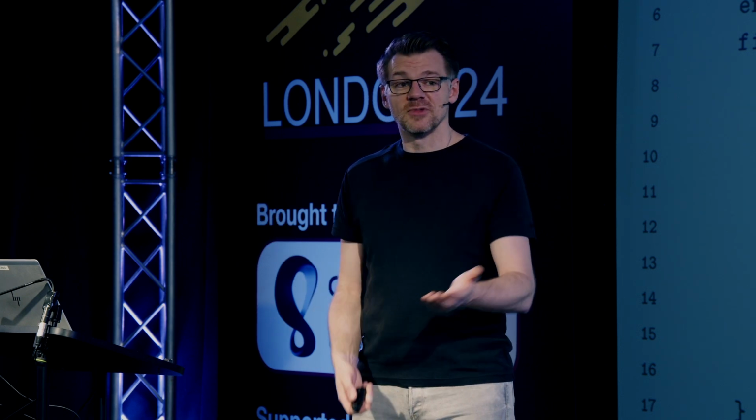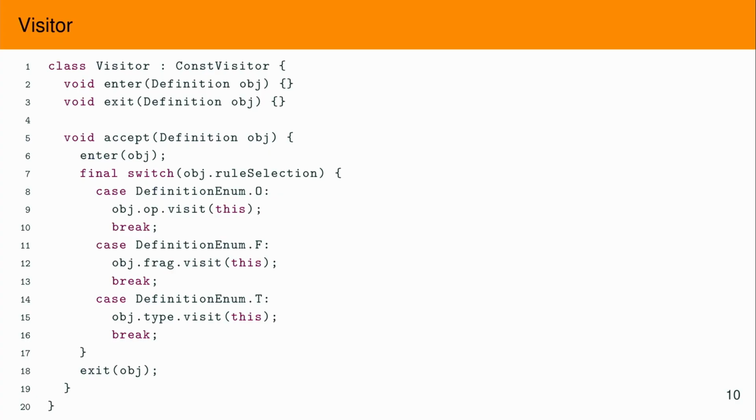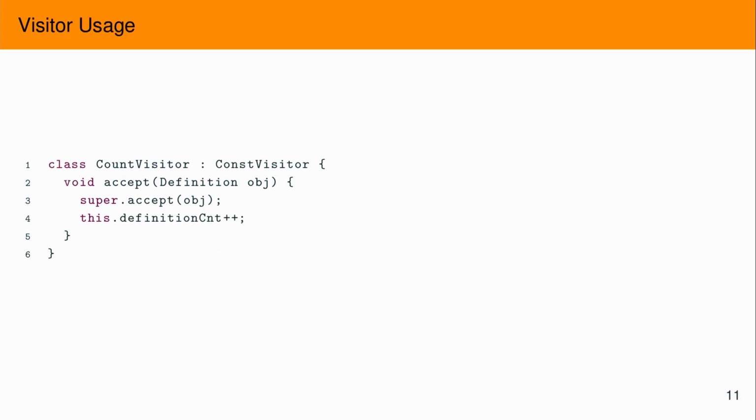And I mean, again, I would assume if you write a visitor by hand, it will look very similar to this one here. And then if you want to have a visitor, and here a very small count visitor that counts the occurrences of definitions, you just do that. And I omitted the override keyword because it looks nicer this way on the slide.